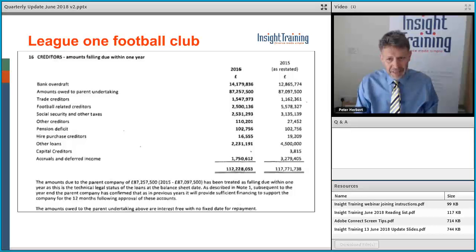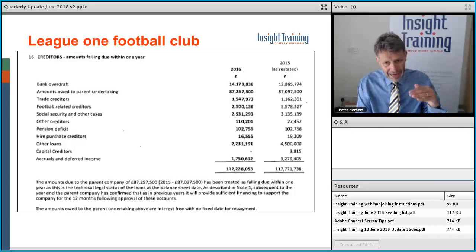Here's one note to the accounts that I found last year in the books of a League One football club. What they were doing was borrowing from their parent company quite a significant amount of money. You'll see it here, 87.2 million. That was on an informal basis, legally, and therefore a short-term creditor.